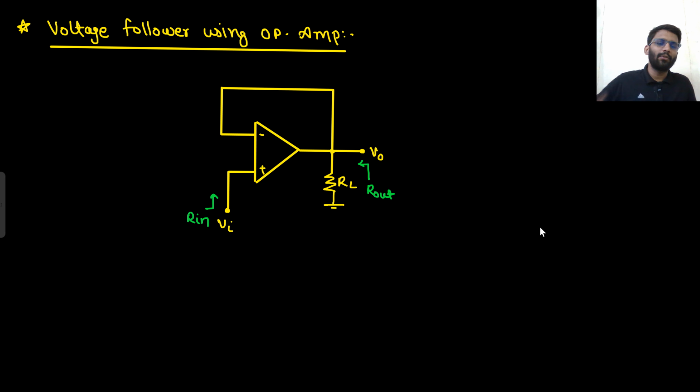Right. So the same thing we are going to do with the voltage follower circuit. Why is it called voltage follower? Because output is directly proportional to the input. Not directly proportional. Output is equal to the input. Right. So let's just consider this is an ideal op amp.